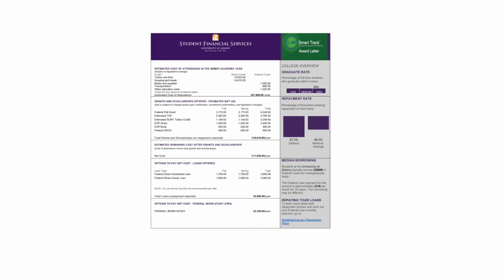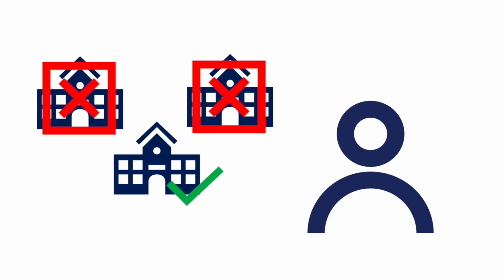Welcome back! If you haven't already, you will soon be receiving financial aid award letters from the schools that you apply to. This information is incredibly important because it will help you decide which programs are strong financial fits for you and help you narrow down your post-secondary options.